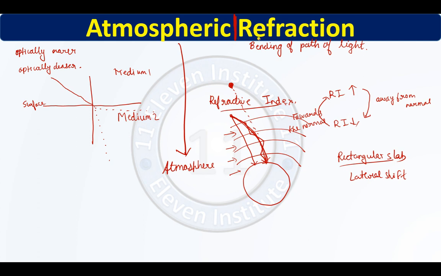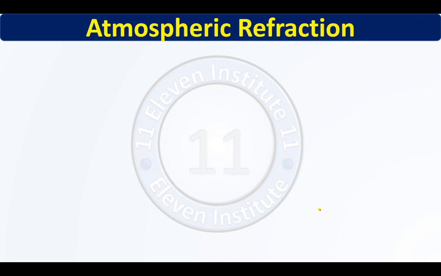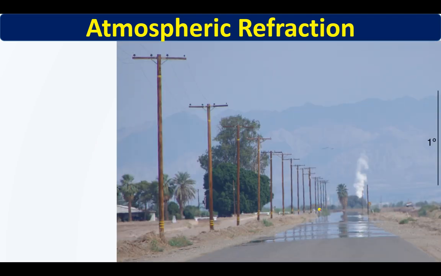The refraction or the bending of path of light that is caused due to atmospheric conditions is known as atmospheric refraction. I hope this explanation is quite clear to you. Now let us see what is given in the textbook. See, this is one of the examples of atmospheric refraction.